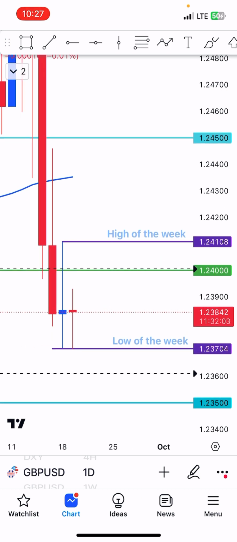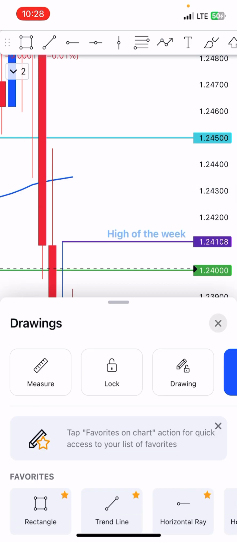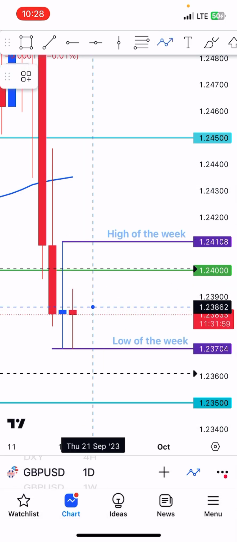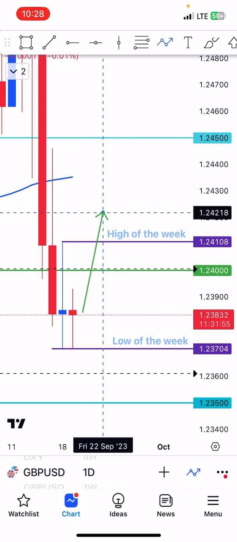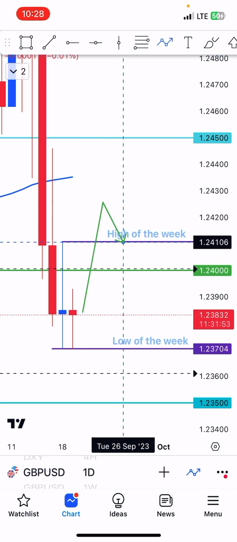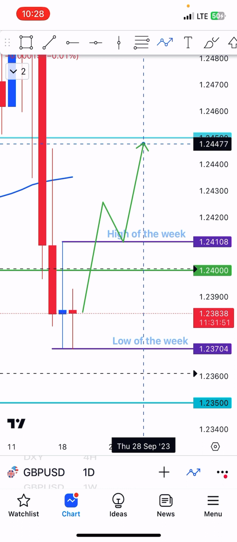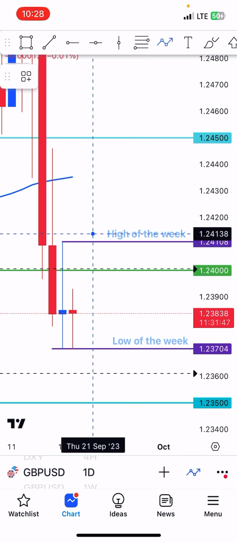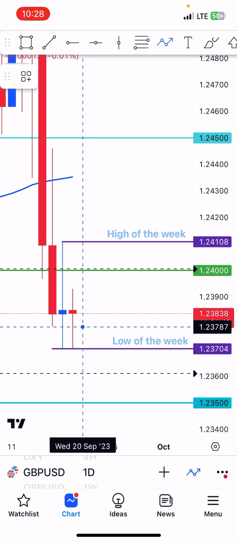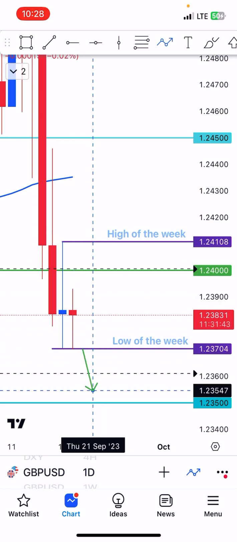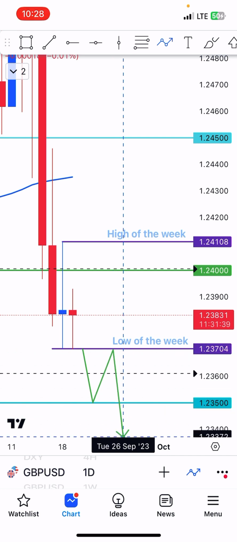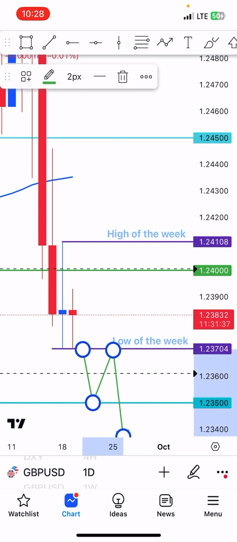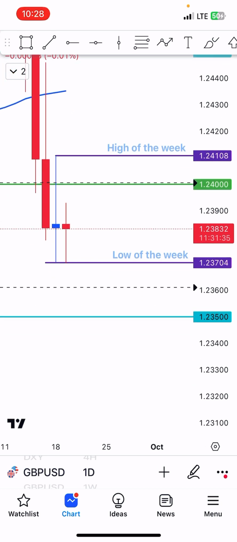So what I'm anticipating is for price to show me the dominance trend of the week. So either we break above the high, pull back, retest, and then I'll be looking for my positions to go long from here. Or if we decide to go lower, we break below the low of the week, come back, retest, and start heading lower, and I'll look for my positions to go short.